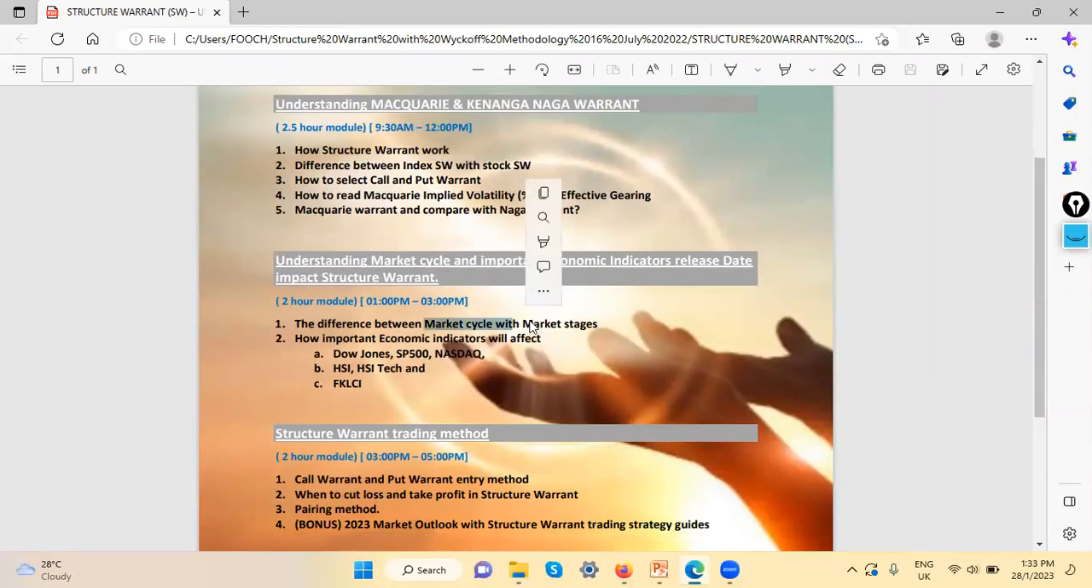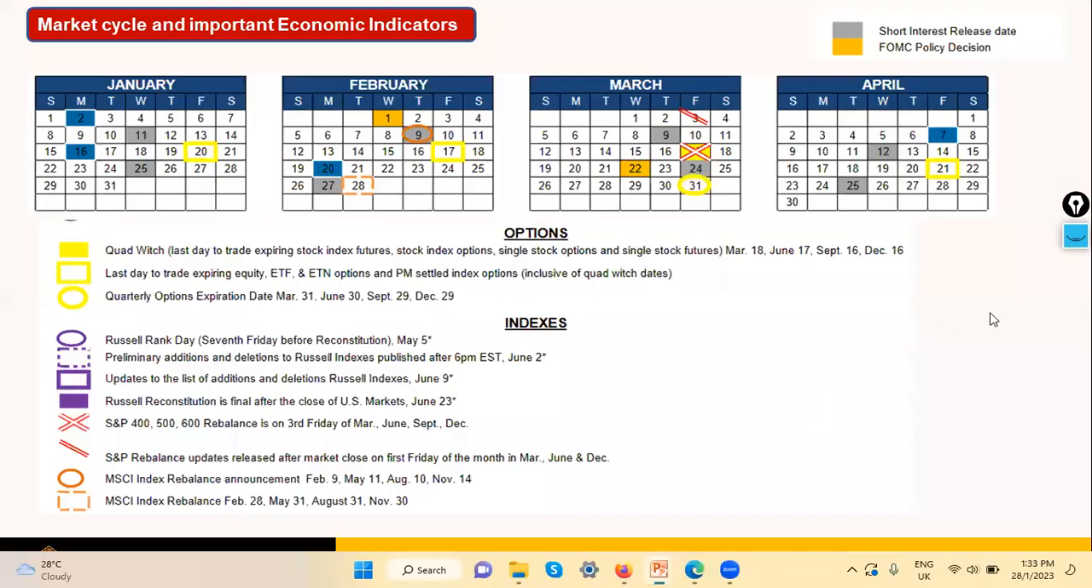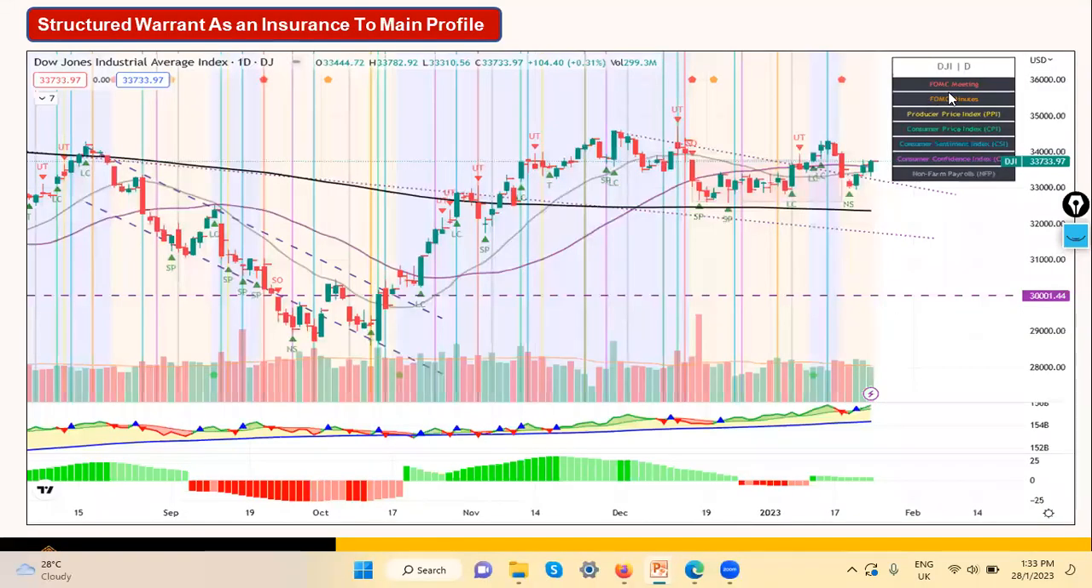about the market cycle and market stages. Last year I found the market cycle very important, because in some periods you should not trade, and in some periods you need to trade. We will also share how the important economic indicators affect all these indices. In my class I will share how we plug them in.